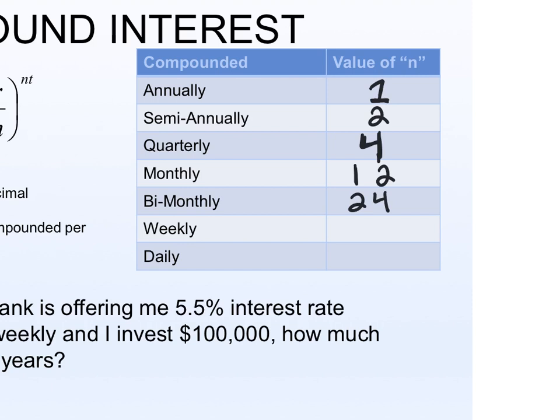Okay? What about weekly? No. There's 7 days in a week. But remember, we're trying to figure out weekly. So how many weeks are in a year? 52. That would be correct. It's all based on a year. Okay? So the next one is, hey, they want to compound it daily. Well, how many days are in a year?